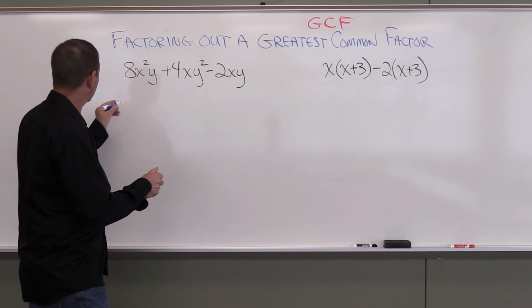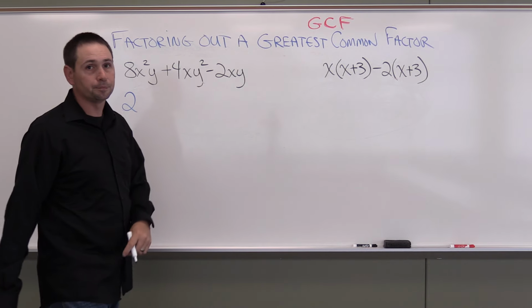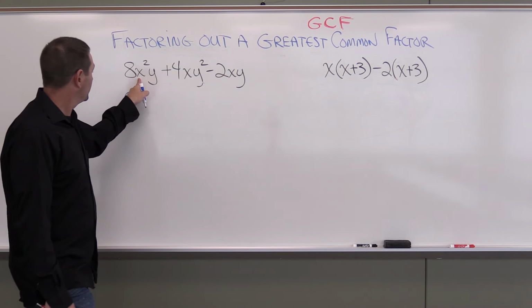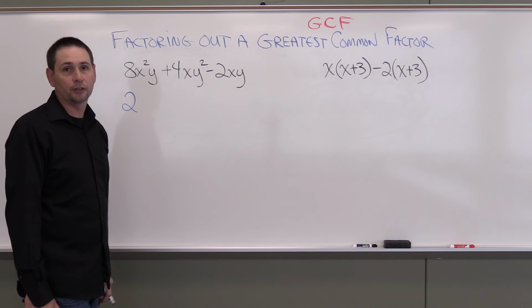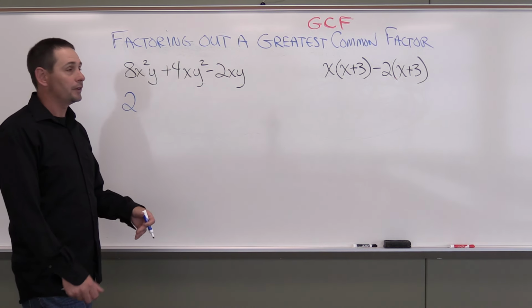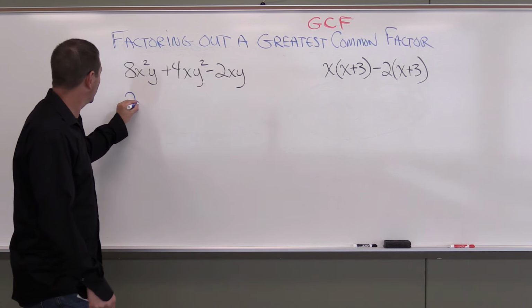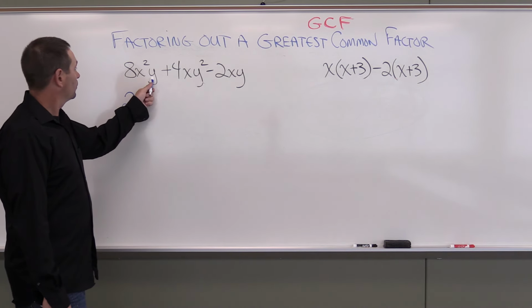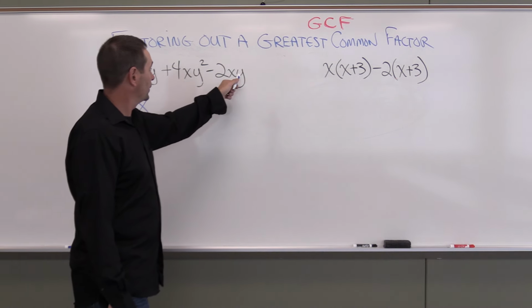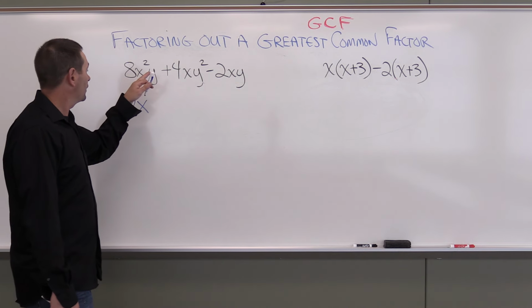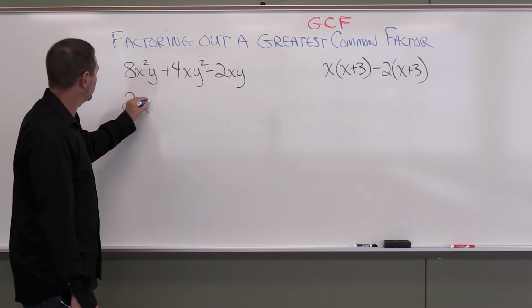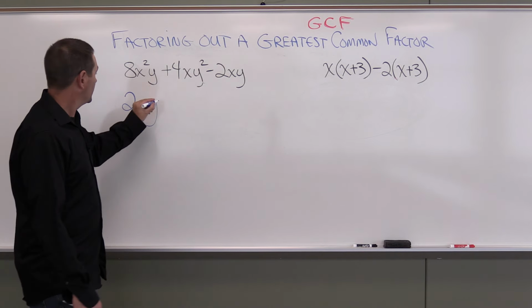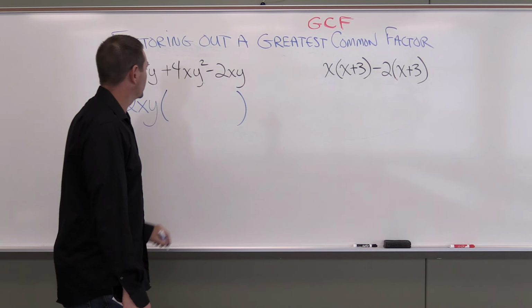I'm going to use the blue color. Then for the x, there's 2 x's here, or x squared, there's 1 x, there's 1 x. They all have at least 1, so I can take an x out. For the y, 1 y, 2 y's, y squared, 1 y. They all have at least 1 y, so I can take a y out. Now you'd say times what's left.